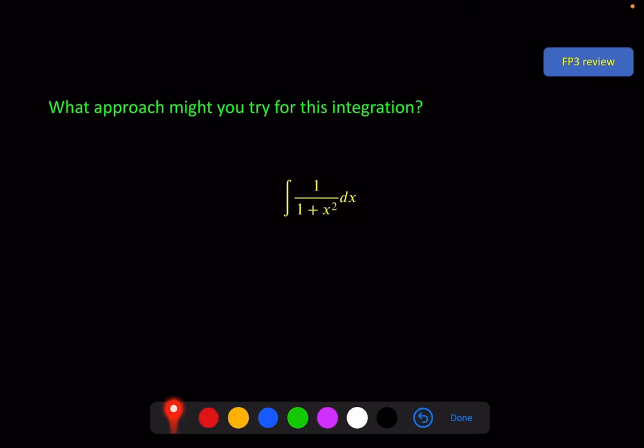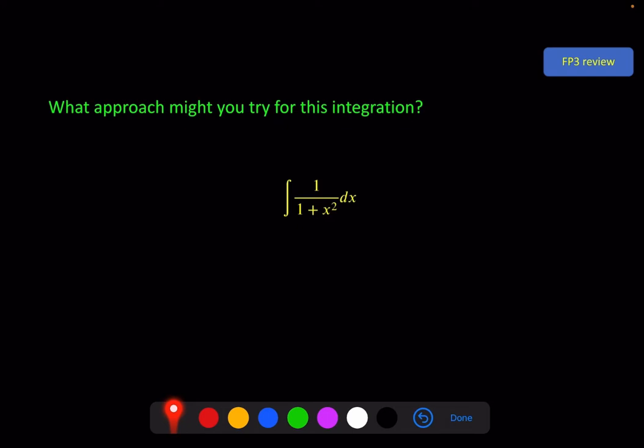Hello, and welcome to the third video of the FP3 chapter, Integration. On the screen is not a question to solve, but just a quick question to get you thinking. What approach might you try for this integration if you were not allowed to use the result in the formula booklet?